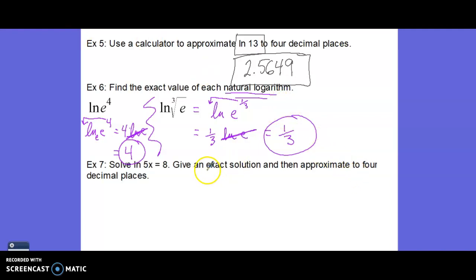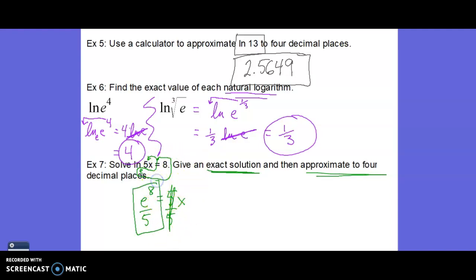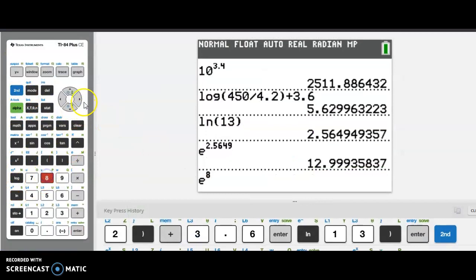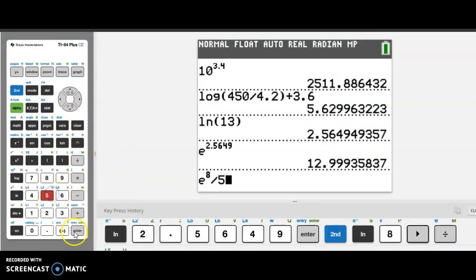And as I look at the next exercise, we're doing an exact solution as well as approximating. Well, an exact answer would be changing it from the log form to exponential form, so e to the 8th power is equal to 5x. Well, if I'm trying to solve for x, to me it makes perfect sense to divide by 5. So you take it to the power, that is equal to 5x, and then you have to divide by 5. So this would be your exact answer, and your approximate would be using a calculator. e to the 8th divided by 5.